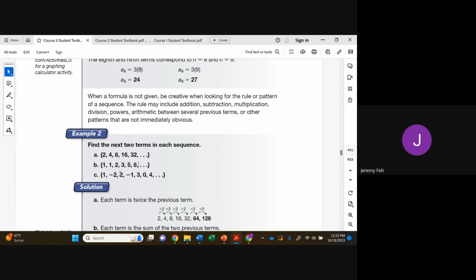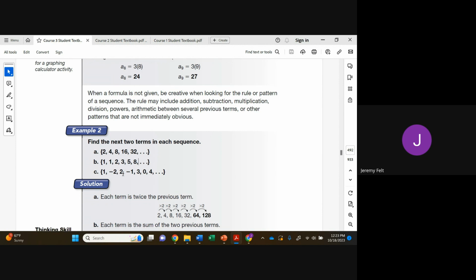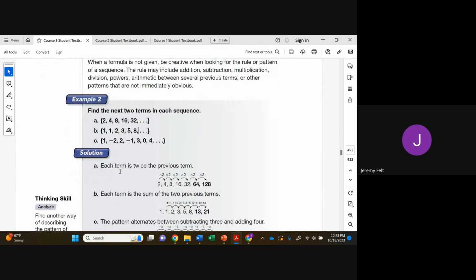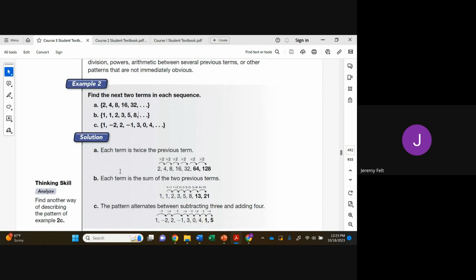1, -2, 2, -1, 3, 0, 4. Again, we're bouncing back and forth between positive and negative integers, so that one isn't as easy to come up with. But if we have 1 times -2, or 1 minus 3, I guess. Yeah, that one is really tough to come up with. So let's see what's going on.